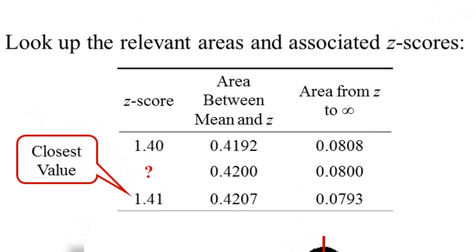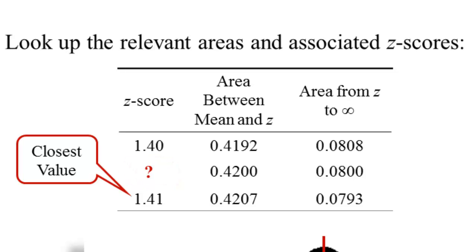Going to the z-table, I go inside the z-table. I don't look at the z-scores. I look at the areas between the mean and z, and I'm looking for the value of 0.42. If I can find 0.42, then I just have to read to the side of the table to get the exact z-score associated with that particular location in the distribution.